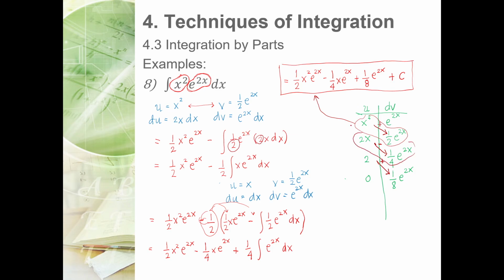So that's the shortcut. It should be 1/2 only, 1/2, and then the other one would be 1/4. Okay? So that's the shortcut version. You may do this shortcut version as long as you are given x to the power of n multiplied by any given function, any function dx. Okay? You may do this shortcut version.